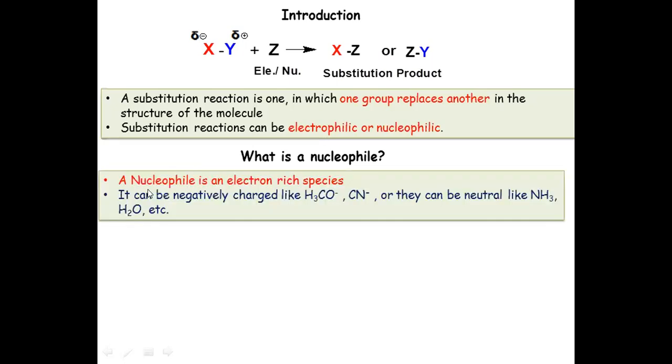Just now we spoke that nucleophile is an electron rich species. It may have a negative charge or it may have some electron donating centers. For example, these are anions: methoxide anion, cyanide anion, or any halide anion. Since they have negative charge, they are electron rich and therefore they are nucleophilic in nature.